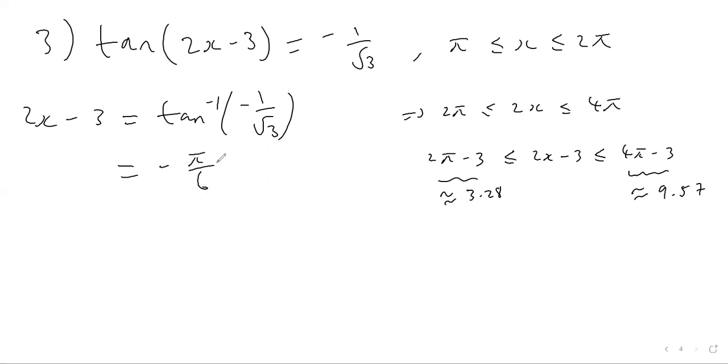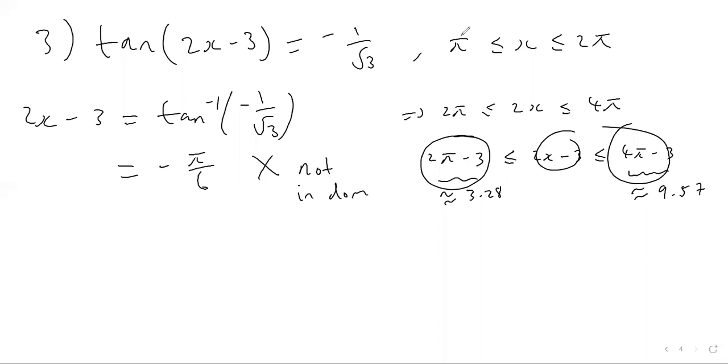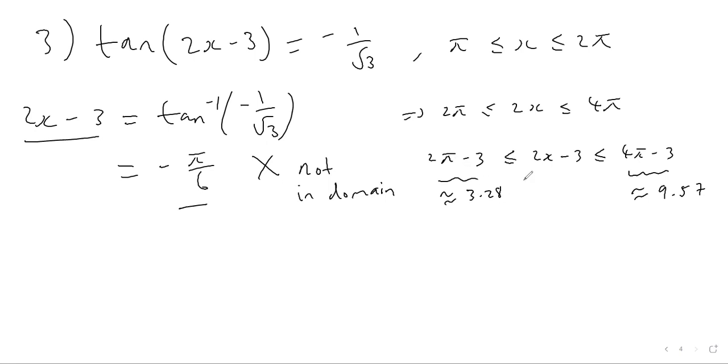Okay, so now is minus pi over 6 in our domain of values? No, it's not. It's not in the domain. So let's just write a note here, not in domain, because we want 2x minus 3 to be trapped between that number and that number. And in this case, it's not. So it's not in the domain because this is not trapped between these two numbers.